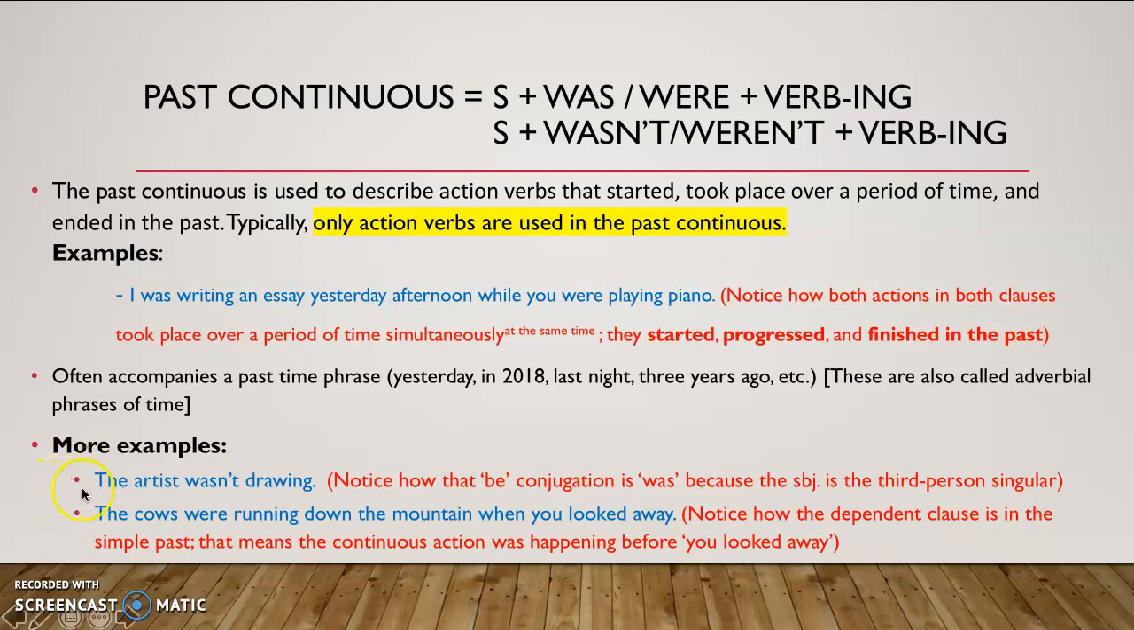More examples. The artist wasn't drawing. Notice how that be conjugation is was because the subject is the third person singular. The subject is the artist. There's no S on the end. If there was an S on the end, it would be weren't. The artists weren't drawing, but it's singular, so it's wasn't.